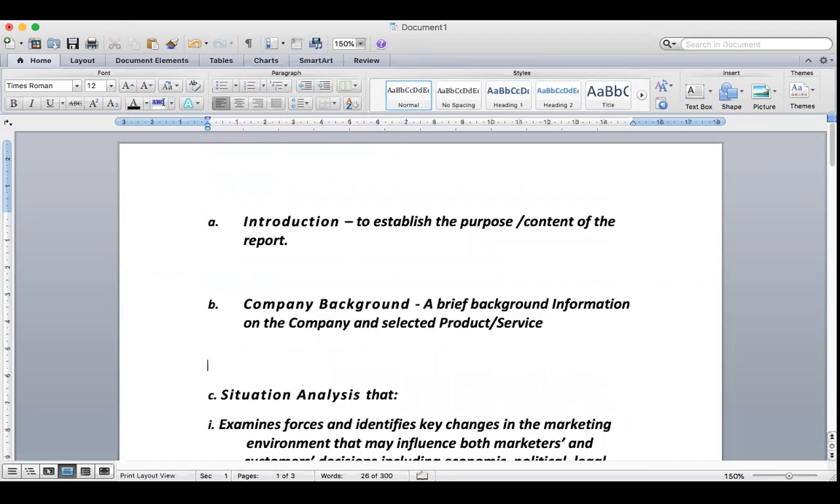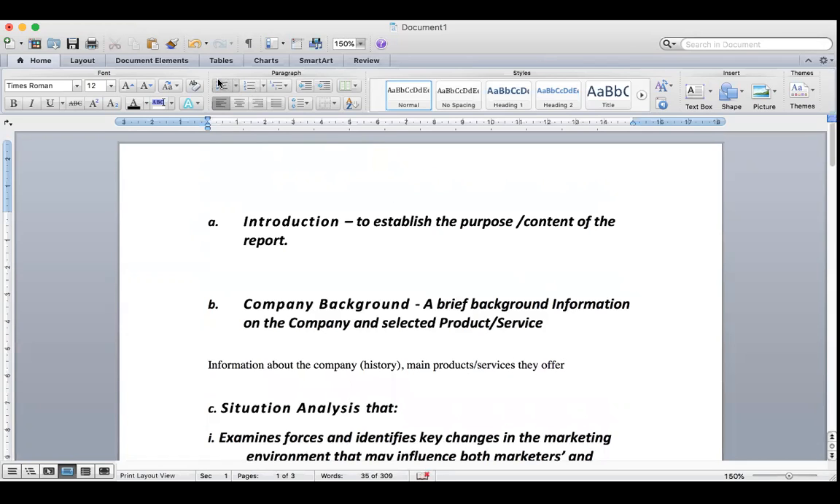Now, this company background should be as simple as any information about the company. You can look at the historical side, the history of the company. It was founded by Widjaja, and so on. You can also talk about the main products that they offer, products or services. I personally would recommend analyzing a physical product instead of a service, because some people may struggle with service, but I'll leave it to you.